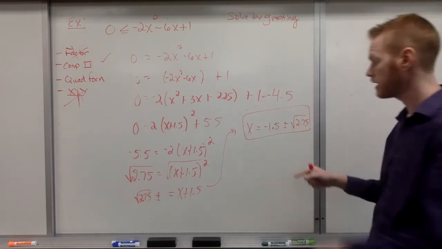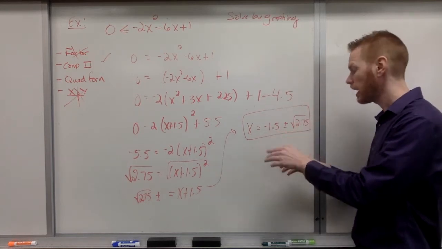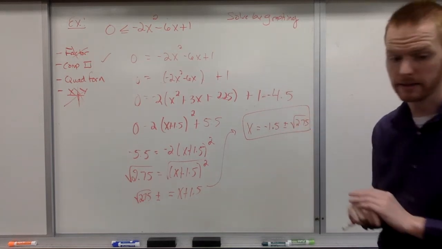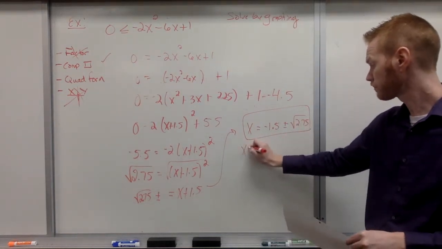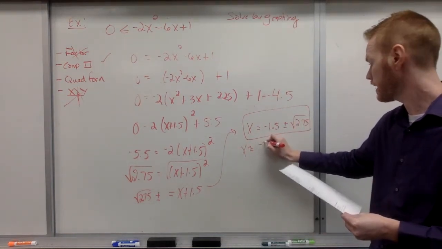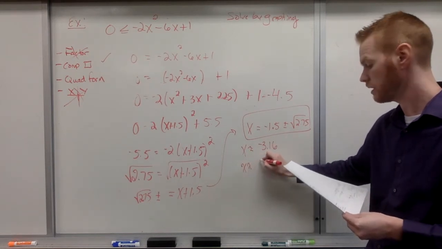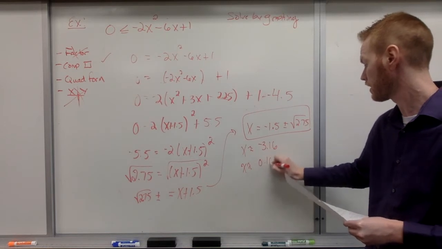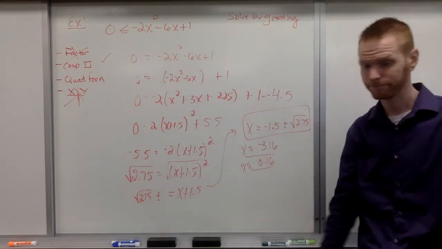Okay, I'm going to take the negative 1.5, add the square root of 2.75, then recalculate it, except the second time I'm going to subtract it. Okay? To save some time, the first value is going to be negative 3.16. The second value would come out to be 0.16. Okay? Those are going to be my two solutions to this.